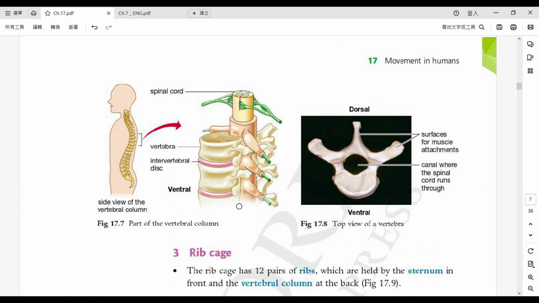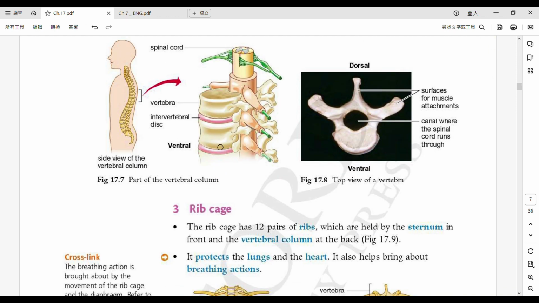If there is no problem, we move on. This is the diagram, and it is also the diagram you can find in chapter 16. As you can see, this whole bone area is called the vertebral column. One of these bones is called a vertebra, and the plural is vertebrae. They are protecting the spinal cord, as you can see. In between the vertebrae you can see the intervertebral disc, and this one is the cartilage.